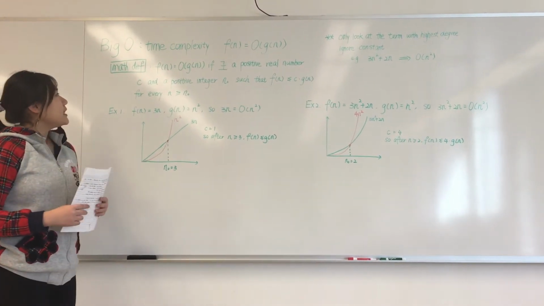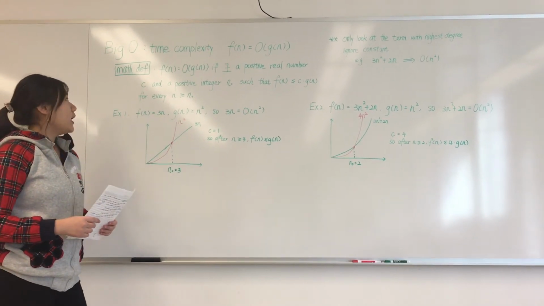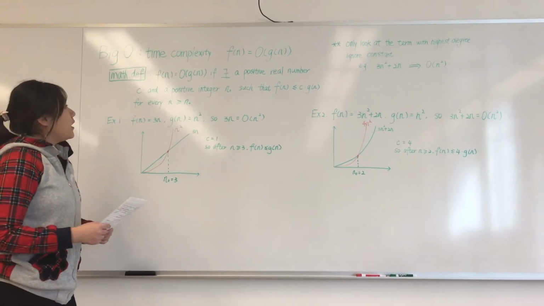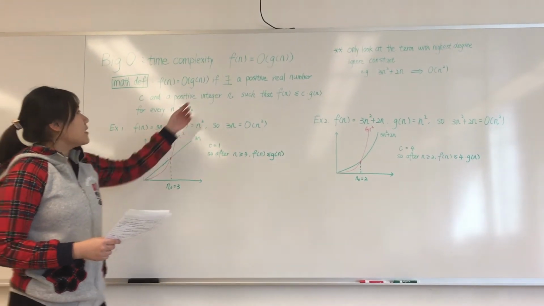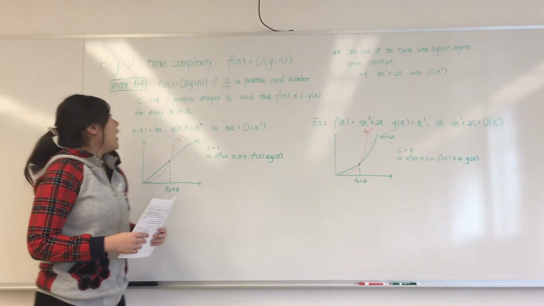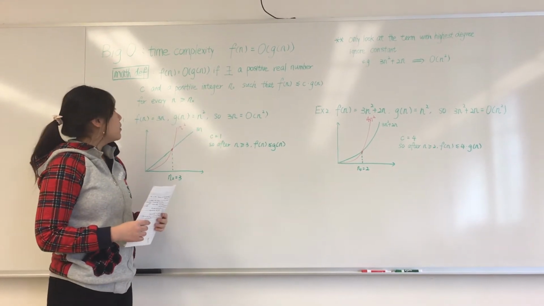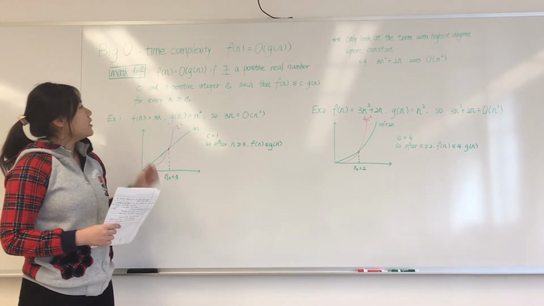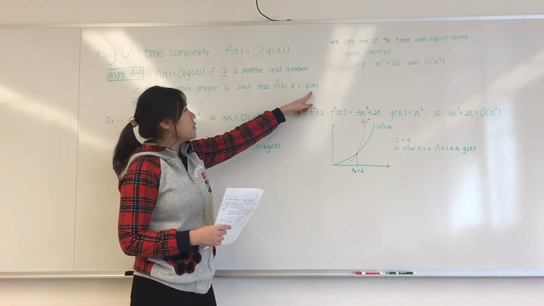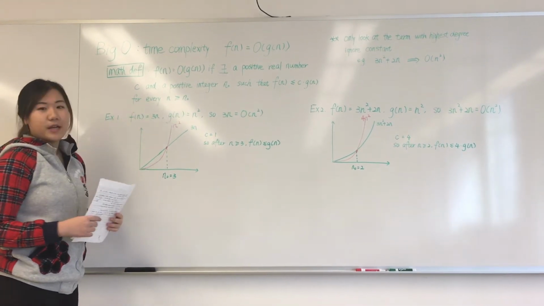So what big O means is that it measures the time complexity of an algorithm. Basically, it's the upper bound of how long it takes for an algorithm to run. Usually mathematically we can write it as f of n equals big O of g of n. What it means is that there exists a positive real number c and a positive integer n0 such that f of n is smaller or equal to c times g of n for every n bigger or equal to n0.